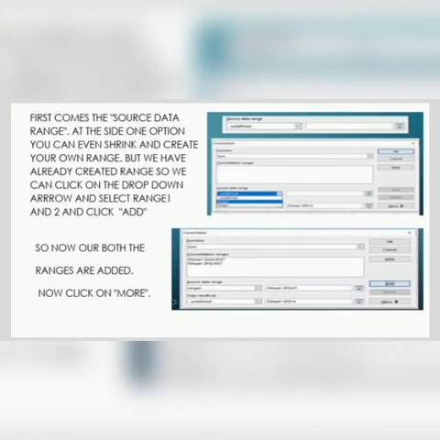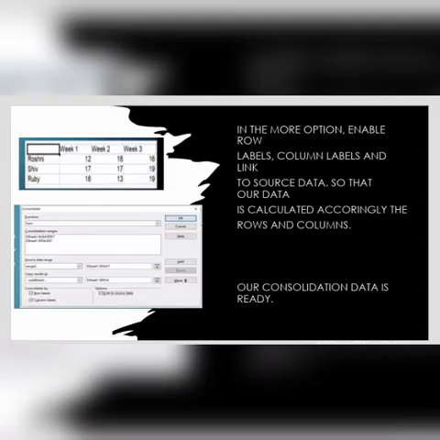First comes the source data range. At the side, there is an option where you can shrink and create your own range, but we have already created a range, so we can click on the drop-down arrow, select range 1 and 2, and click Add. So now both our ranges are added. Now click on More. In the More option, enable row labels, column labels, and links to source data so that our data is calculated accordingly, the rows and columns. Our consolidation data is ready.